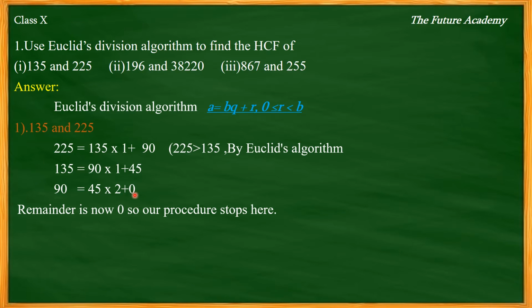Since the remainder is 0, the highest common factor for the given two numbers is 45. That is, the HCF of 225 and 135 is 45.